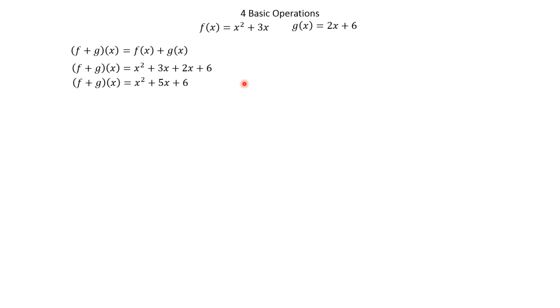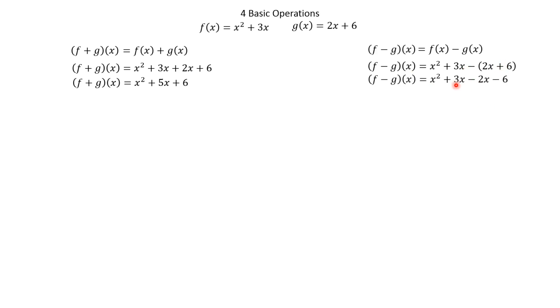That's addition. Subtraction, f minus g of x means f of x minus g of x, and the same thing, we're just going to subtract the two. With subtraction, though, we do need to make sure that we distribute this negative through the second function. That would be the biggest mistake in subtraction. And so we'd end up with x squared plus 3x minus 2x minus 6, which is x squared plus x minus 6.